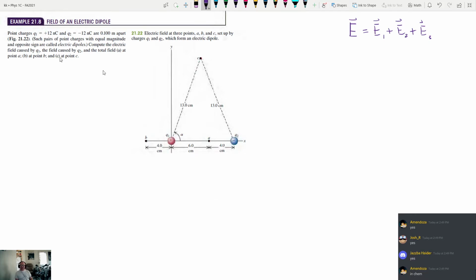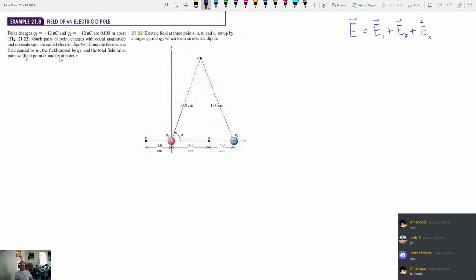All right, so we have point charges of positive 12 nanocoulombs and negative 12 nanocoulombs that are 0.1 meters apart. So here and here, right? And because they are equal and opposite, that's what makes it a dipole, okay? Positive charge, negative charge, same exact value, that's what makes it a dipole. They are 0.1 meters apart. So the distance between them is 0.1 meters, and you can see that that's broken into 6 centimeters and 4 centimeters with this point A right here. Such pairs of point charges with equal magnitude are called dipoles.